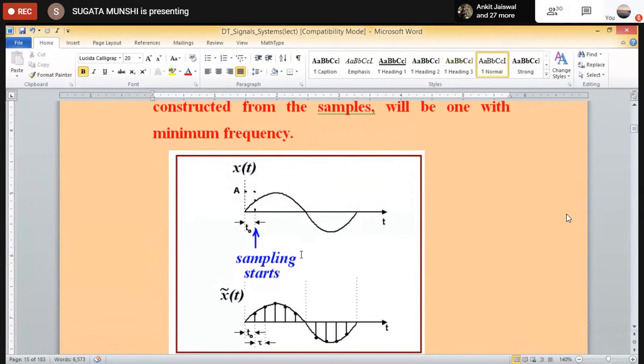But what will happen if fs is not very large compared to f? Or what is the minimum possible frequency with which the analog sinusoid has to be sampled so that the sample data signal preserves complete information about the original signal? That is our object of concern. Sampling frequency is fs, sampling interval is tau. These are the standard symbols that we are following.